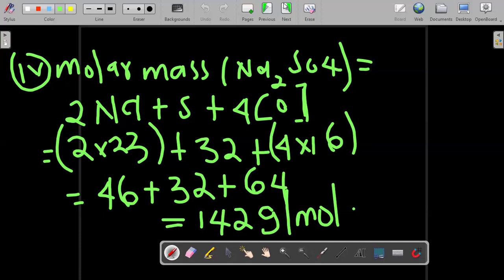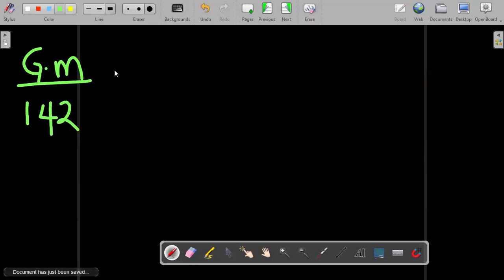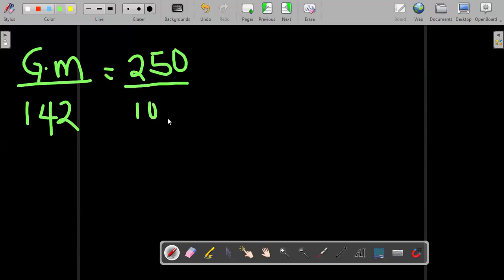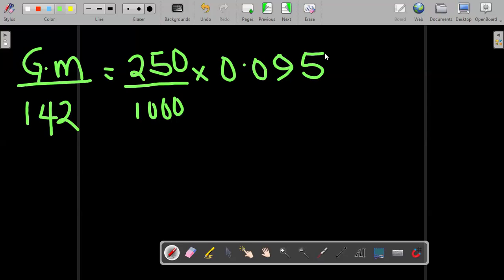Yes, sir. Okay. So I'm looking for given mass. I will write GM, the G is the given, the M is the mass, over the molar mass I calculated, 142. Because the volume is 250 over 1000 times molar. No more molar, we have a value for it already, and the value is 0.095. If I can't multiply now, like I said, this sign is forbidden.